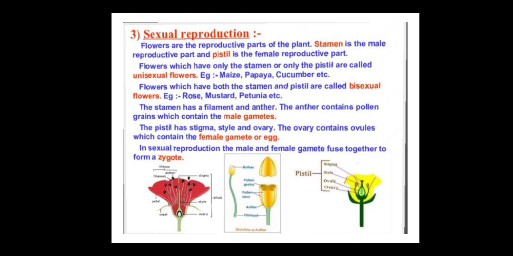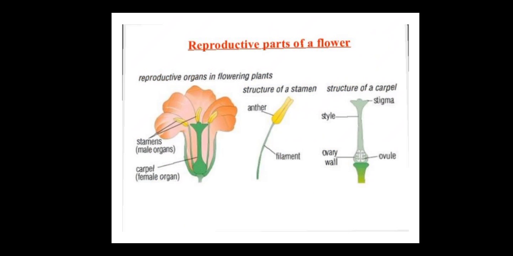In sexual reproduction, the male and the female gametes get fused together and form a zygote. So when we understand the sexual reproduction of a plant, a male and a female gamete get fused together and then they form a zygote. Here you can see in the figure how the stamen and the pistil of the plant come together for sexual reproduction to make a new plant.